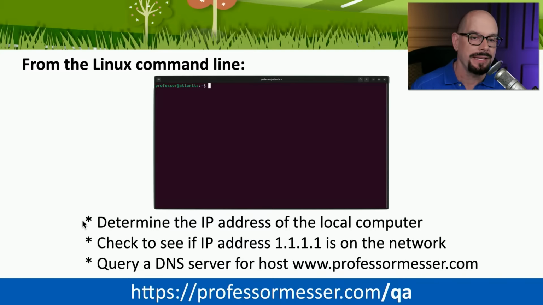And the third is, once we have checked our system, we have seen what our local IP address is, we've checked another IP address to see if it is on the network, I would like to query a DNS server for a specific host, and this host is www.professormesser.com. That's what I would like to do.